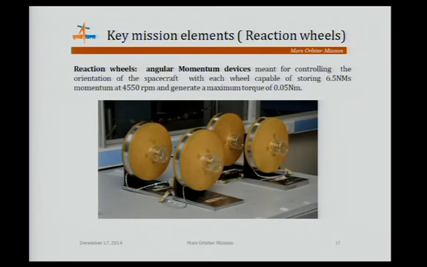Actuators. Basically reaction wheels with the angular momentum device control the spacecraft throughout the mission. Initially, after the acquisition, using the star sensor and gyros, this mode will be put in and the wheel will be running at 4,450 RPM with maximum torque of 0.05 Newton meter.